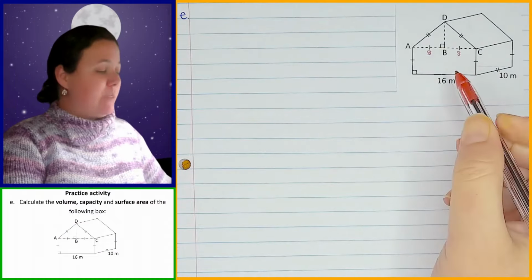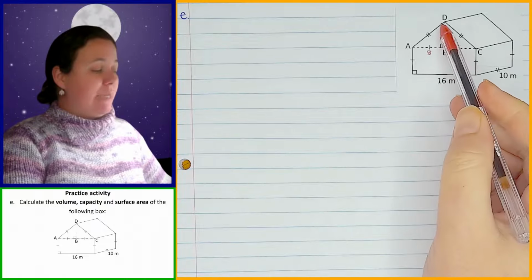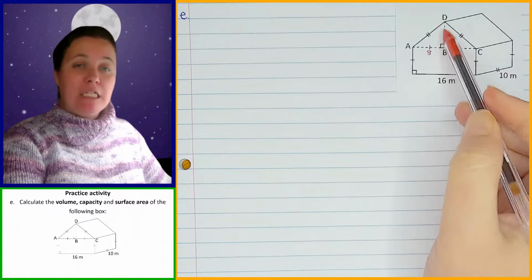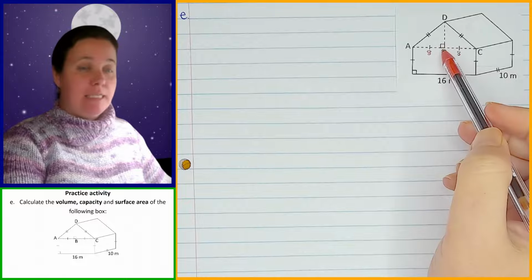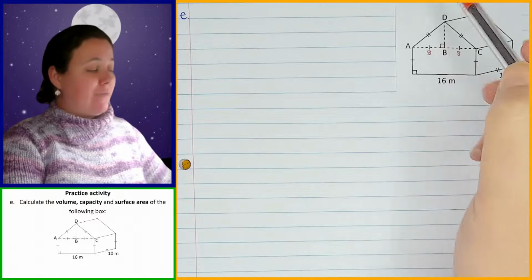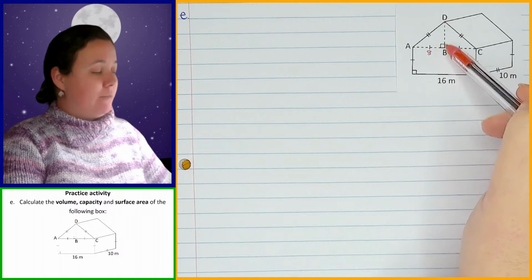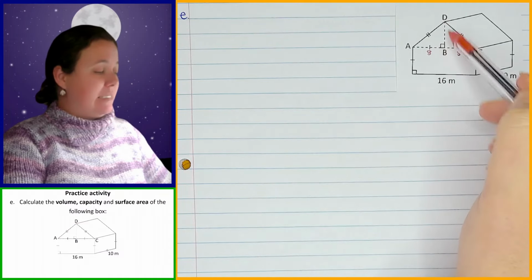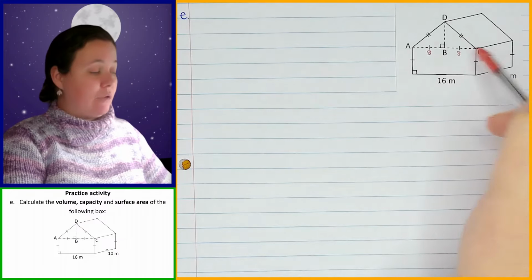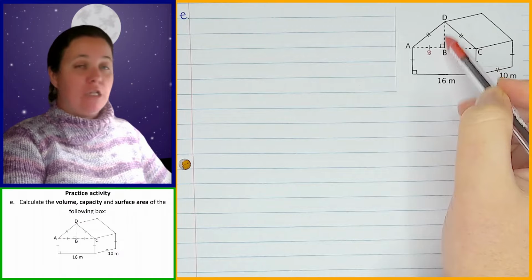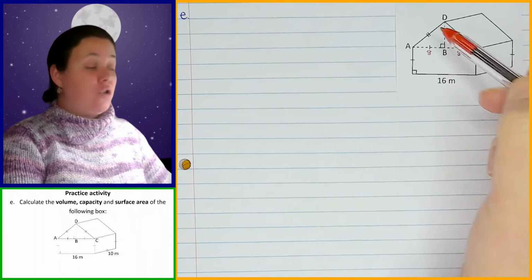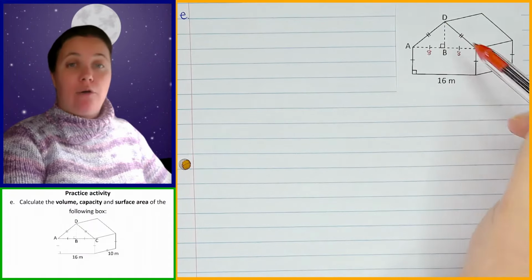Okay, that's going to be important for me because I'm going to have to work out the height of this triangle, which is BD, and in order to do that, I'm going to have to use the Pythagorean theorem in one of these two triangles, either ABD or BCD. Doesn't really matter which one I do because they're identical, but I'm going to have to work out the length of BD because I need to know the height of that triangle to work out the area of the triangle.